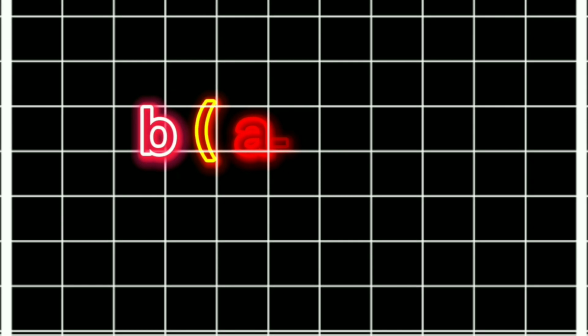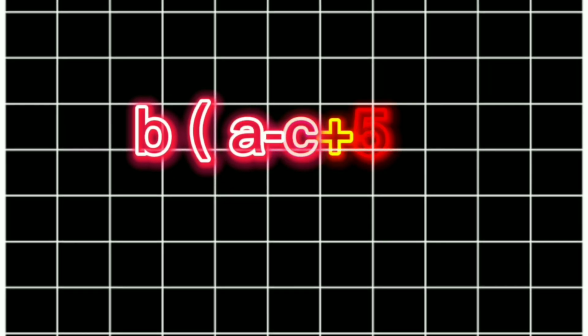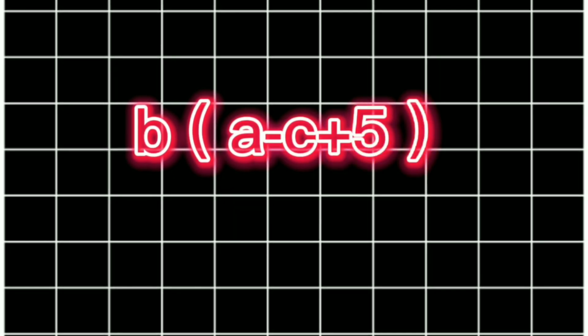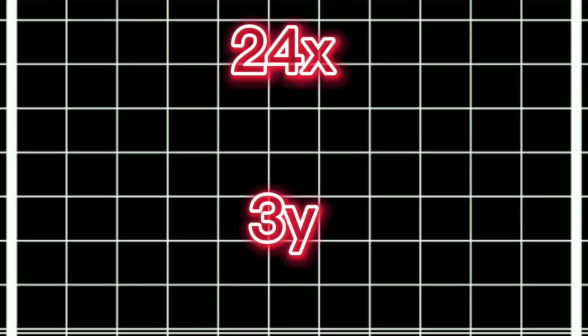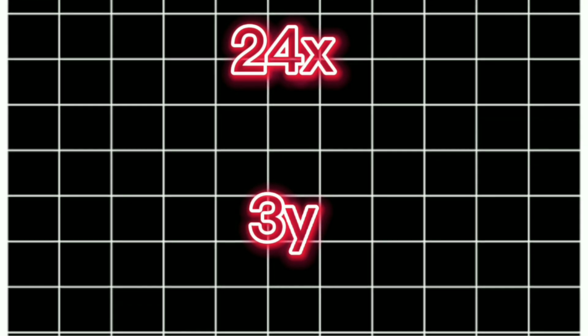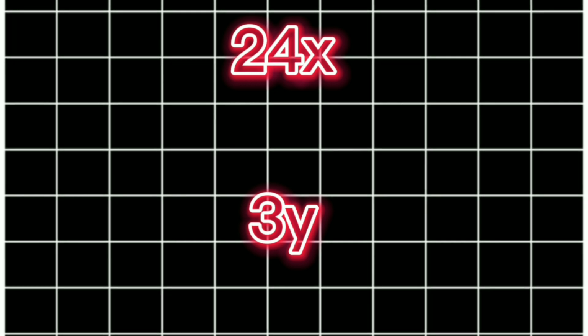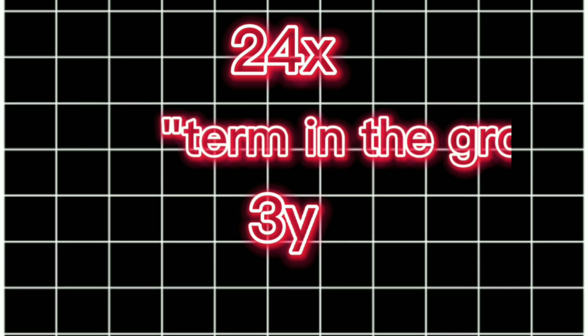And B times the group A minus C plus 5 can be changed into the distributed form of BA minus BC plus B5, or 5B, which is more proper. Whether you are dealing with numbers or variables or both, the key concept is that the factor outside the group gets distributed to each term in the group.